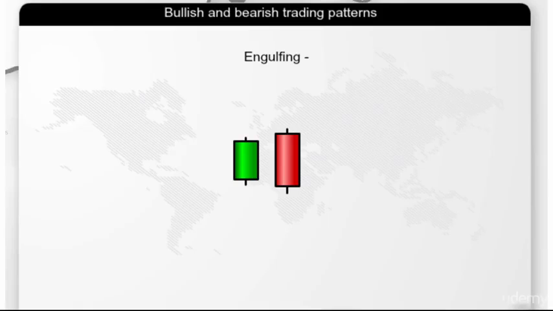The engulfing pattern is a 2-day reversal pattern and indicates a bearish or bullish outlook. In an engulfing minus pattern, on the first day, the candlestick is positive and supports the general trend. The next day, the price opens a little higher than the closing price of the first candlestick and closes a little lower than the opening price of the first candlestick.